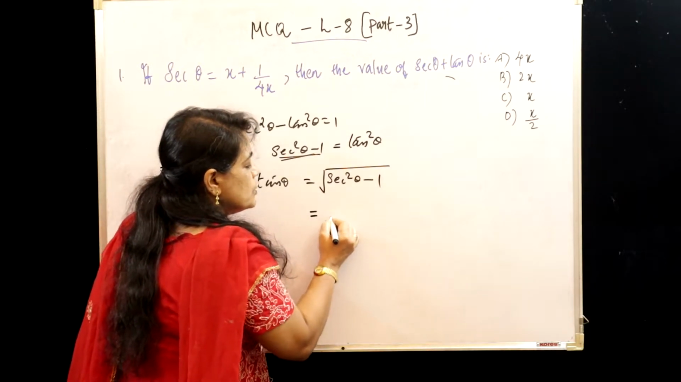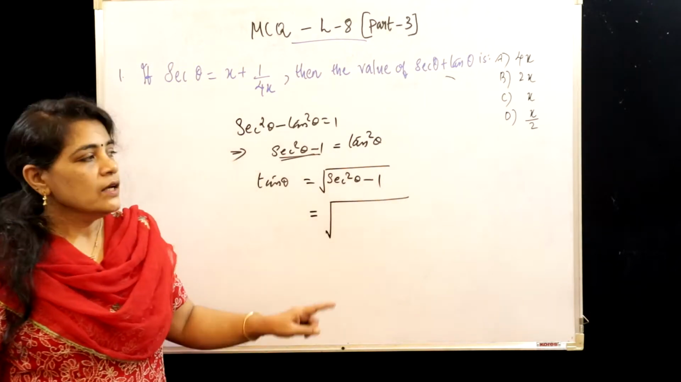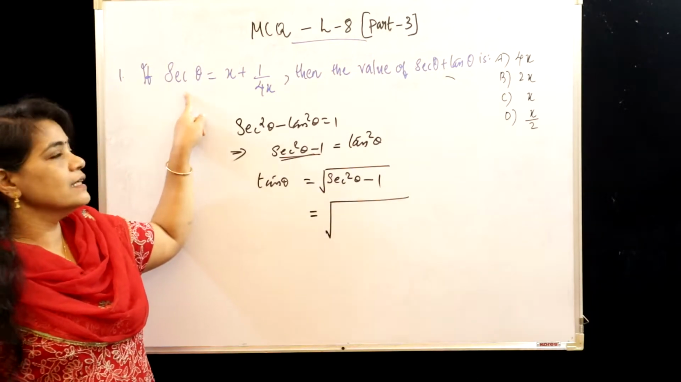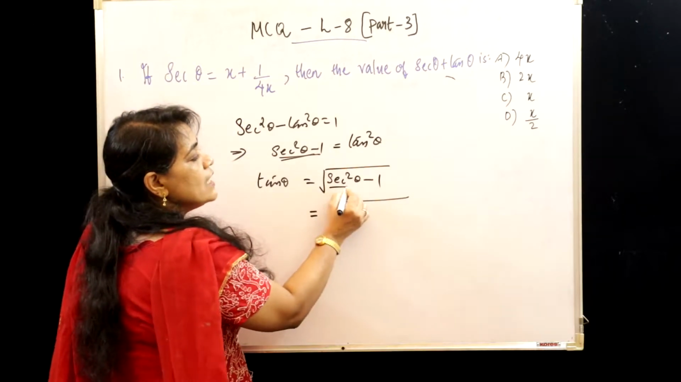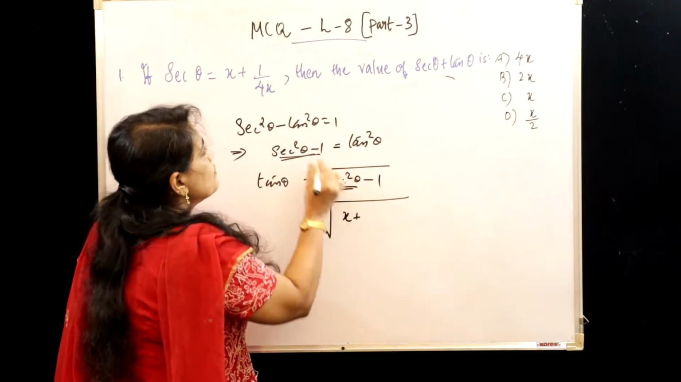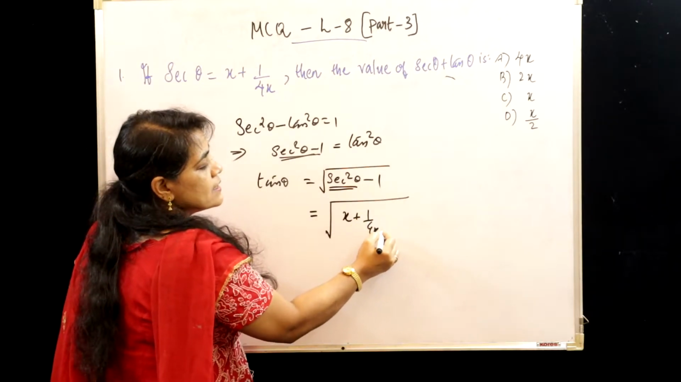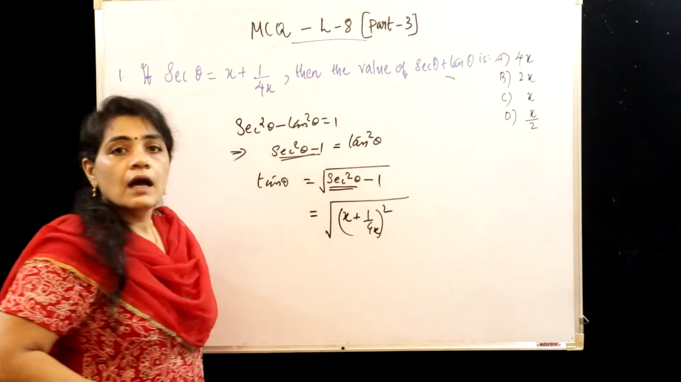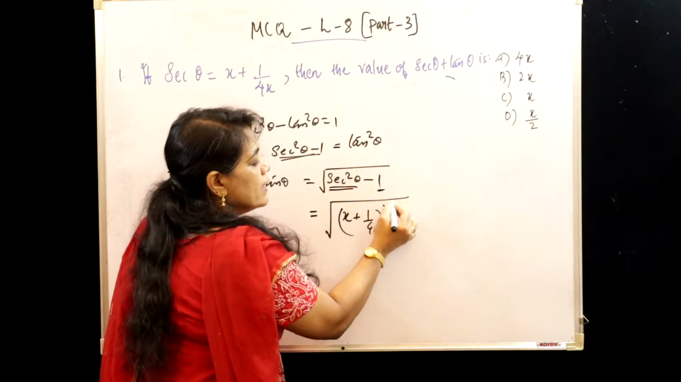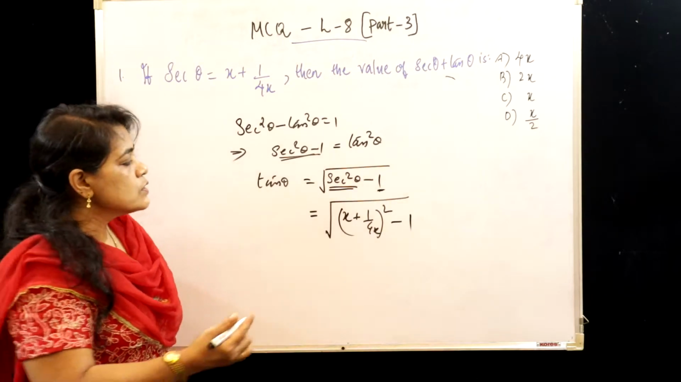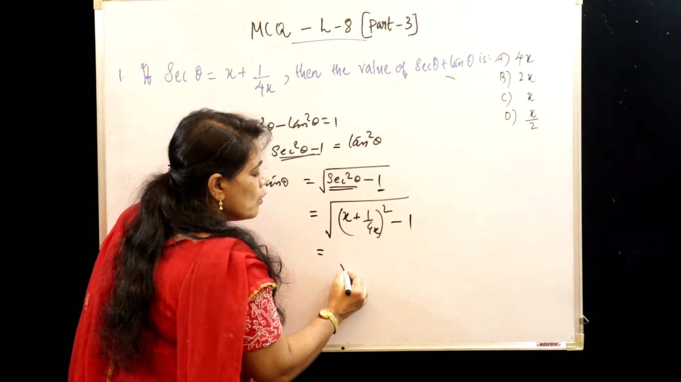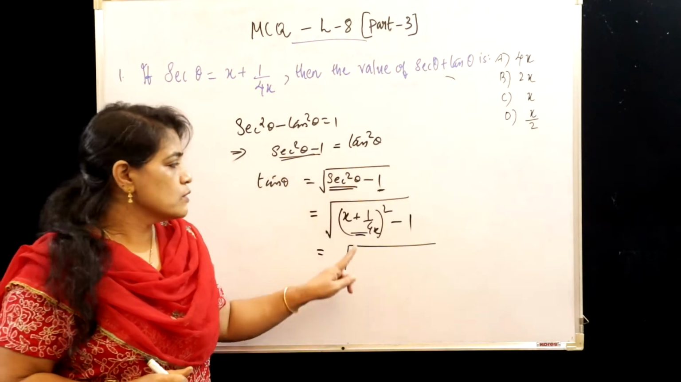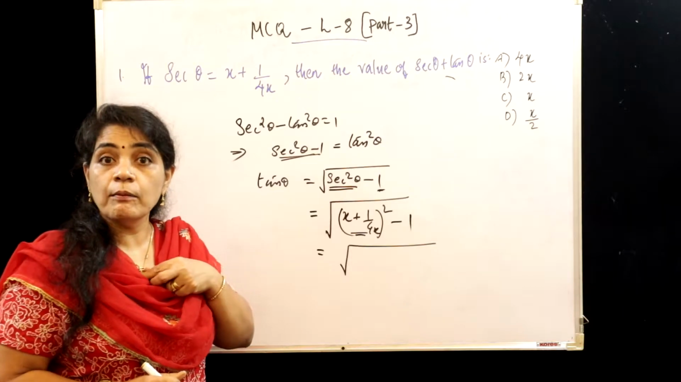So in order to get tan theta, we now have tan theta in terms of sec theta, and the value of sec theta is given. So sec square theta will be x plus 1 by 4x, squared, and minus 1. So in the square root, we are going to apply the identity a plus b whole square, where a is x and b is 1 by 4x.